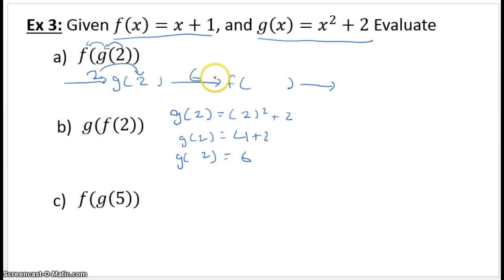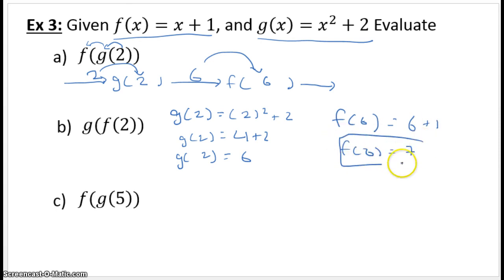That becomes my answer. So then I'm going to use this 6 and substitute it into my next function, which is f of 6. Here I have f of 6. Again, anytime I see an x for this function, I'm going to substitute it with the value of 6. So I get 6 plus 1, or f of 6 is just equal to 7. There's my answer, which means that my answer is 7.